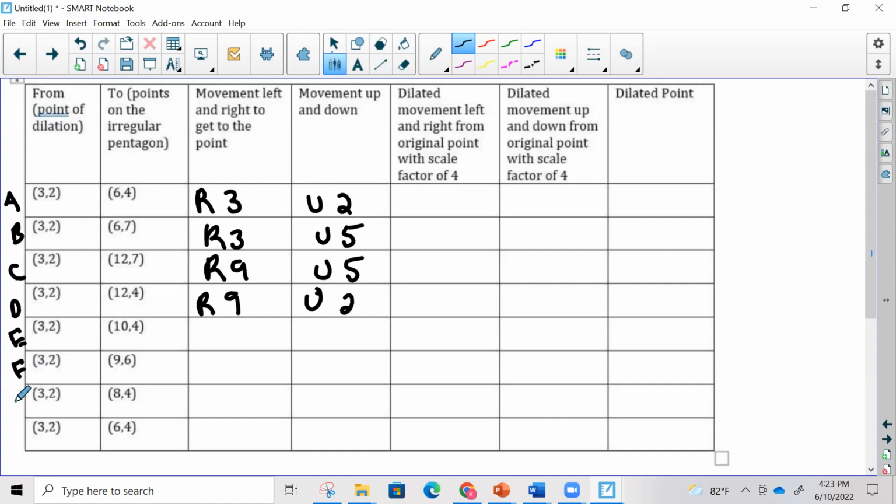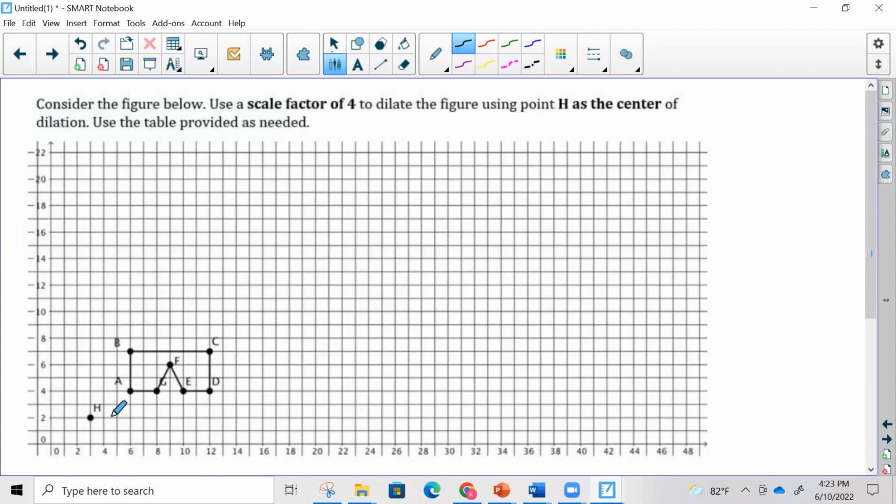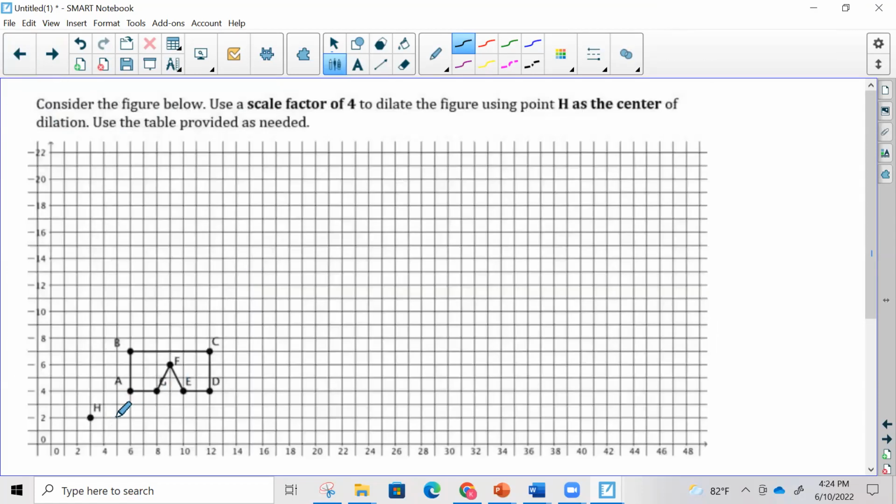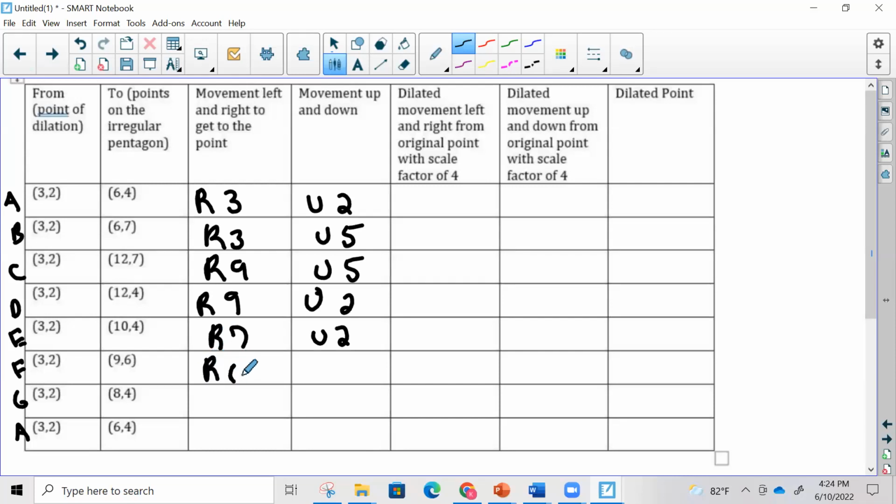Okay, so we left off at E. This is A again. Okay, so E, if we count, it's 1, 2, 3, 4, 5, 6, 7, and then up 2. So it's right 7, up 2. Okay, for F, we count 1, 2, 3, 4, 5, 6. So it's right 6. 1, 2, 3, 4, and then up 4. So that's what I'm going to write in my table. Right 6, up 4.